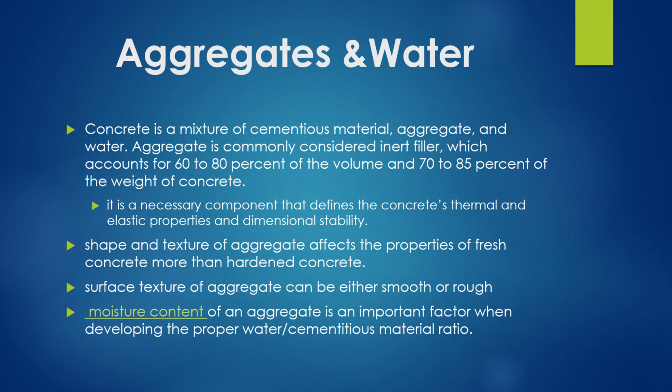Concrete is a mixture of cementitious material, aggregate, and water. Aggregate is commonly considered an inert filler, which accounts for 60 to 80% of the volume and 70 to 85% of the weight of concrete, and it is a necessary component that defines the concrete's thermal and elastic properties and dimensional stability. Its shape and texture affects the properties of fresh concrete more than hardened concrete.